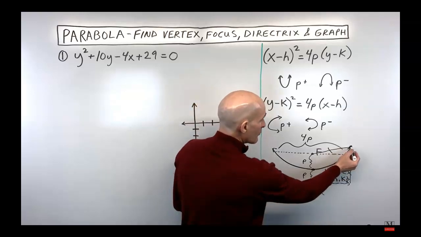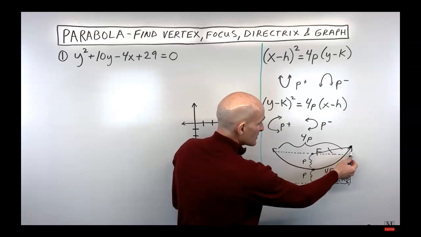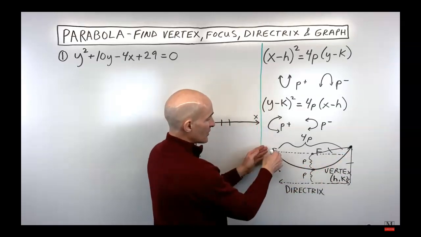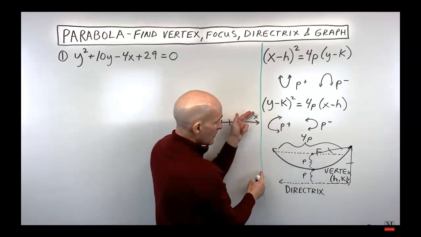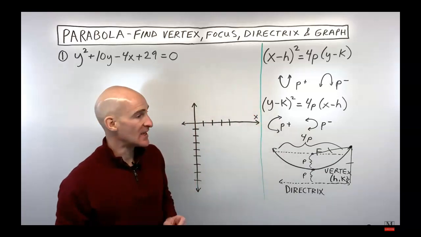So, for example, if I had a point right here, the distance from that point to the focus would be the same distance as that perpendicular distance to the directrix. And as you get further and further out on the parabola, the distance to the focus gets longer, but so does the distance to the directrix. But those two distances will always be the same.